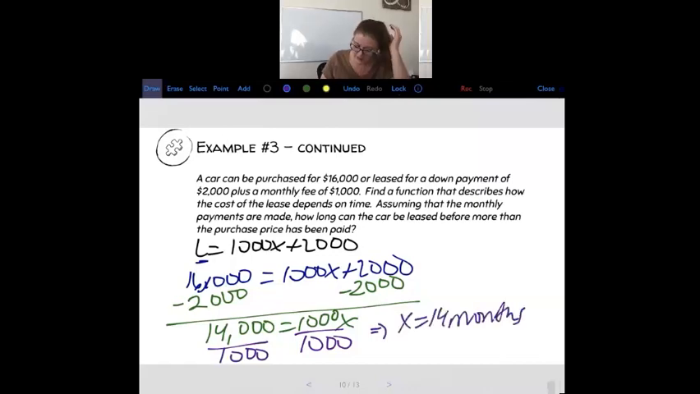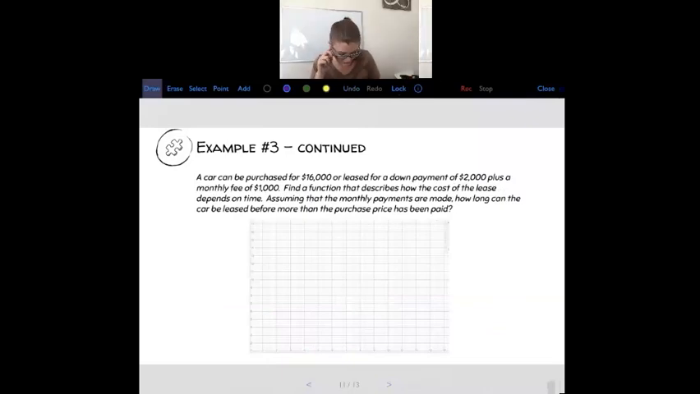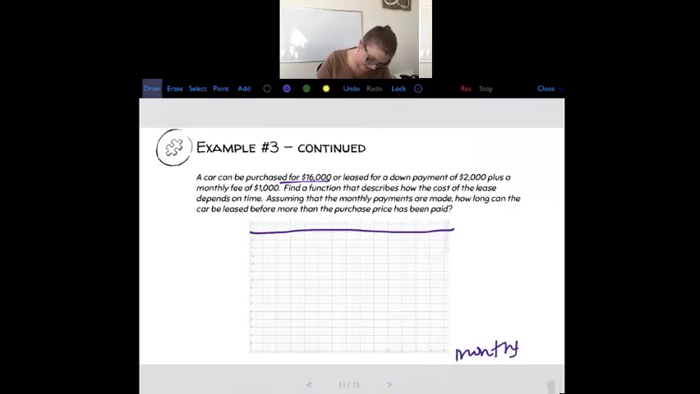Okay. So on the next slide, I'm going to show you a graph of this. So let's use purple for purchase price. So purchase price is 16,000. So if this is months and this is thousands of dollars, if you purchase the car, you've paid $16,000, no matter if it's month 1 or month 2 or month 200. You paid $16,000. That was the price.